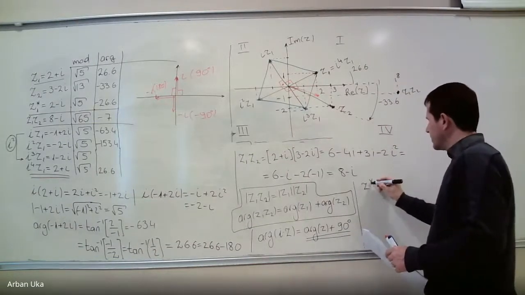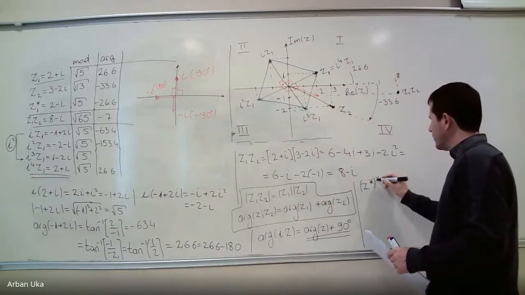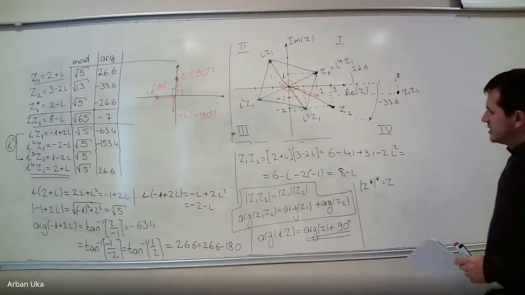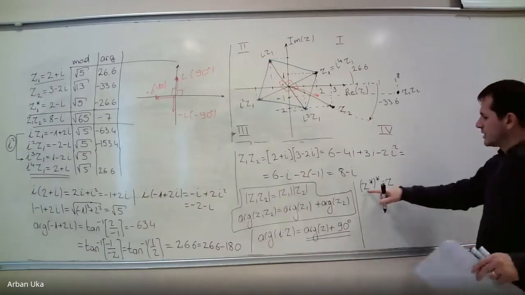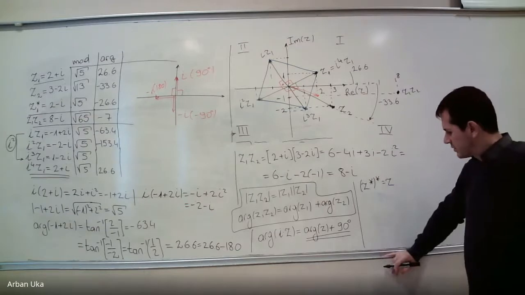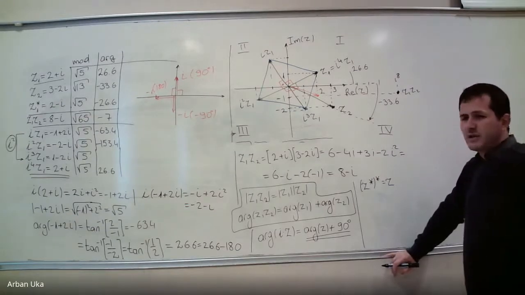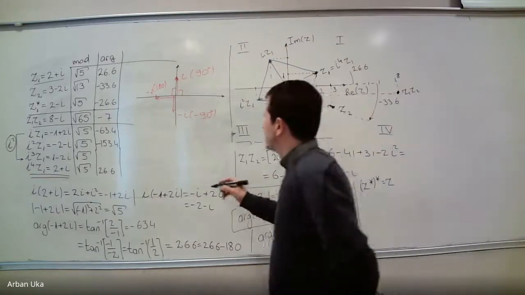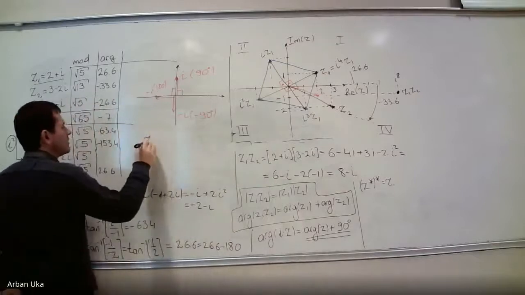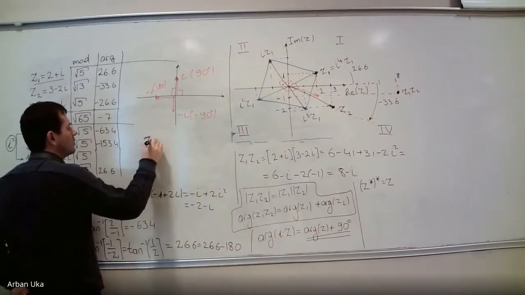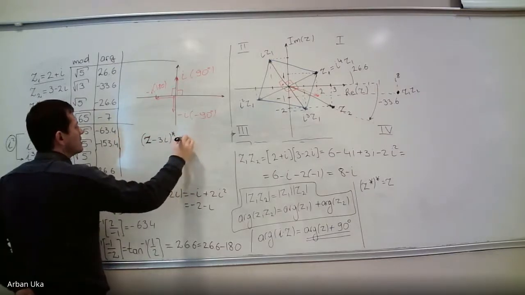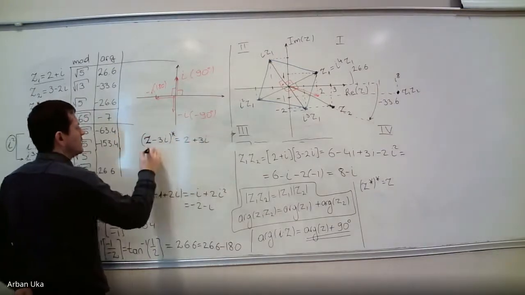Now we can give some more properties regarding the modulus. Here we have that the complex conjugate of the complex conjugate is equal to the number itself. This is easy to think about, because once you take the complex conjugate of a complex number, we change the sign of the imaginary part. If we change the sign of the imaginary part again, we get the same number. For example, the complex conjugate of 2 minus 3i is equal to 2 plus 3i.